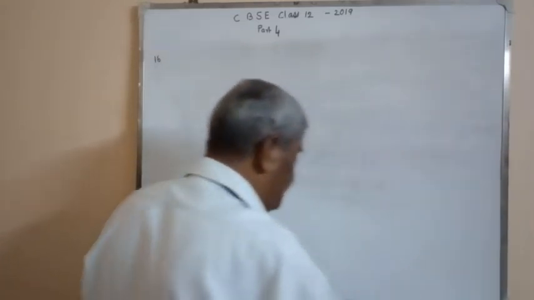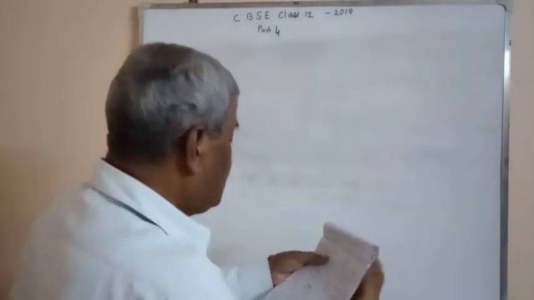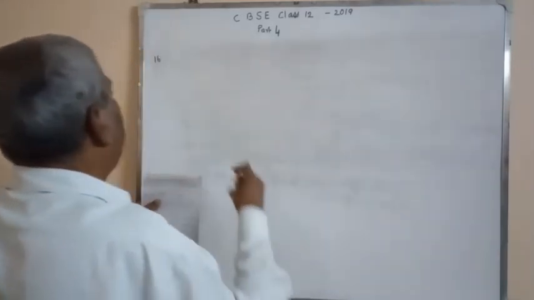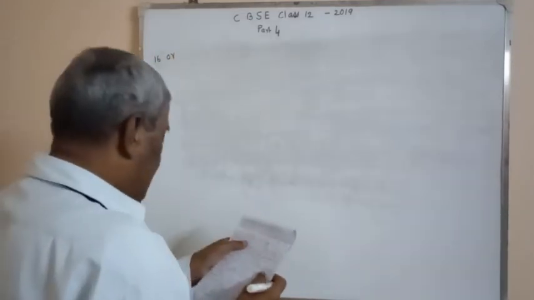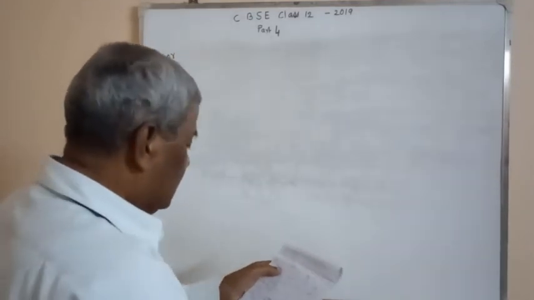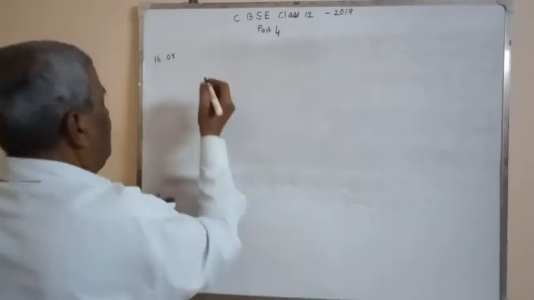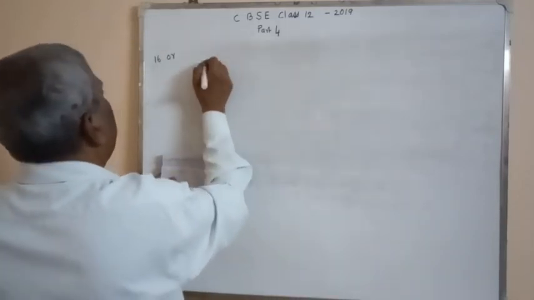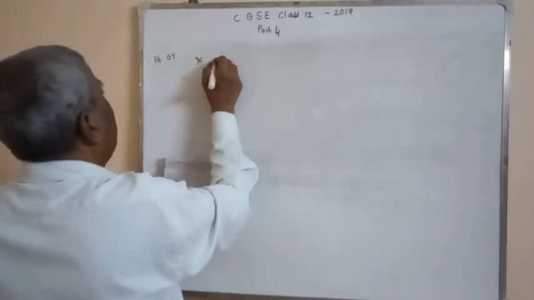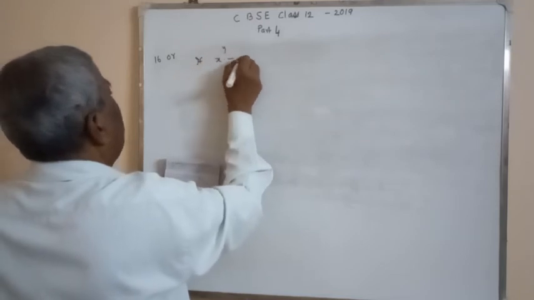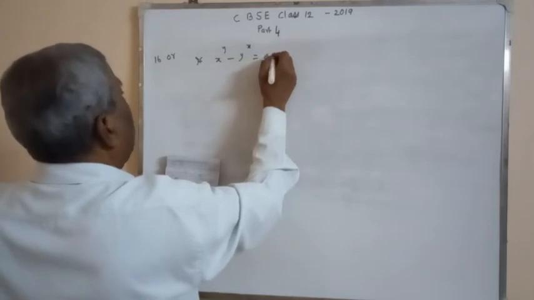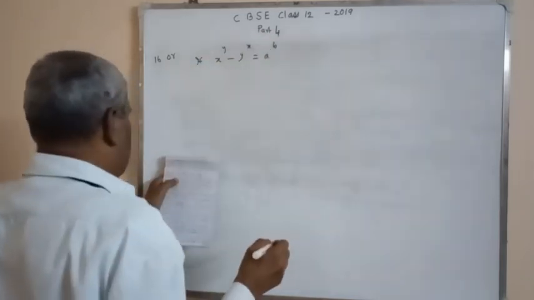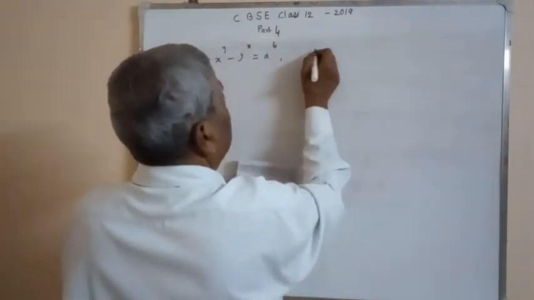Next question is 16. The problem is: if x to the power y minus y to the power x is equal to a to the power b, find dy/dx.